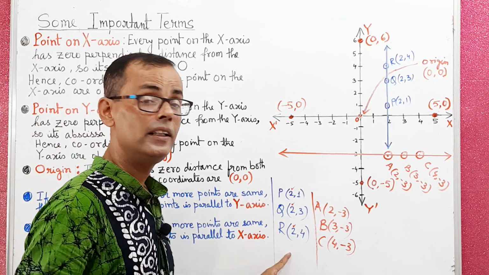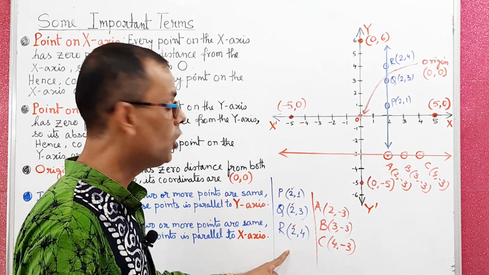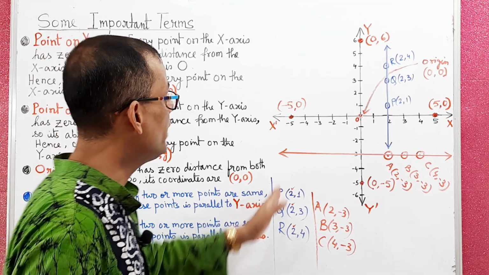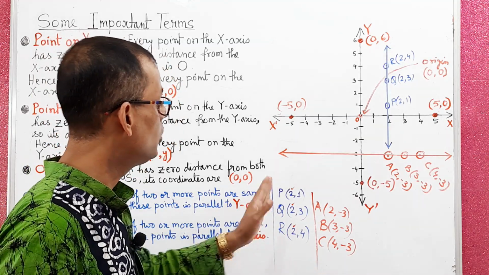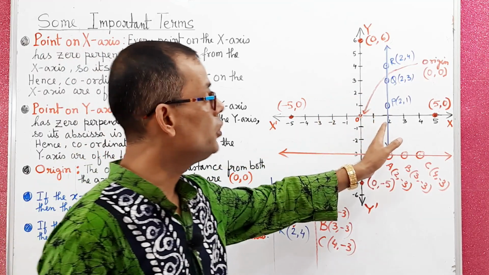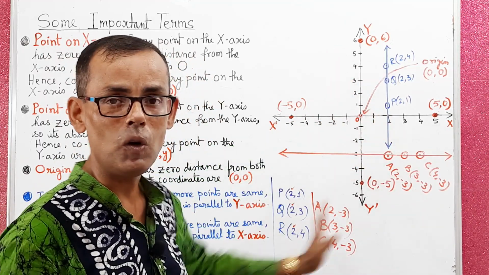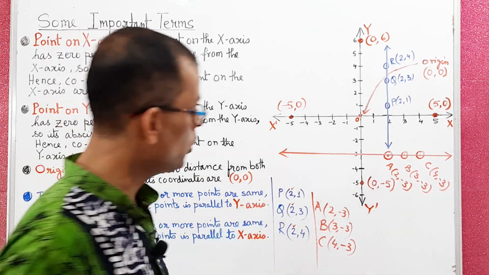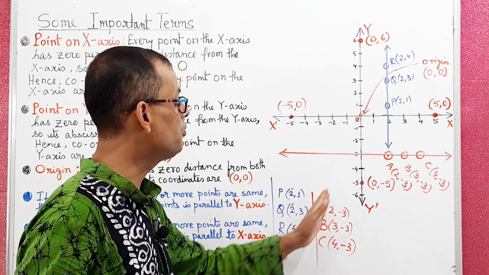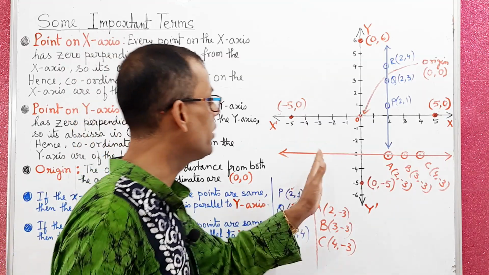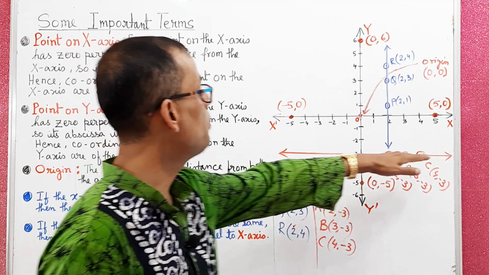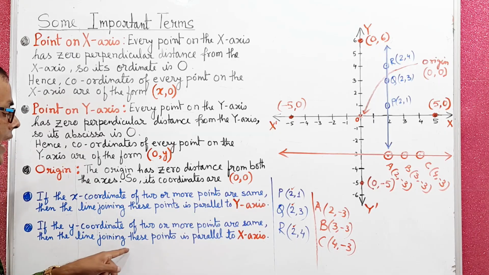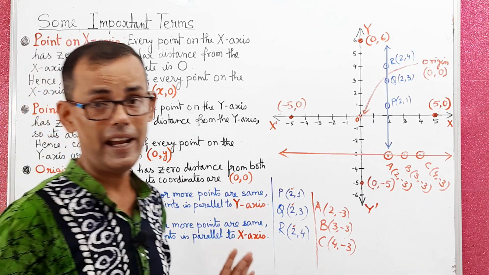If the abscissa of 2 or more points is the same, and if I join all those points, then the line which is formed will be parallel to the y-axis. And if the ordinate of 2 or more points is the same, and if we join these points, then the line will be parallel to the x-axis. So the last one is telling that the line joining these points is parallel to the x-axis.